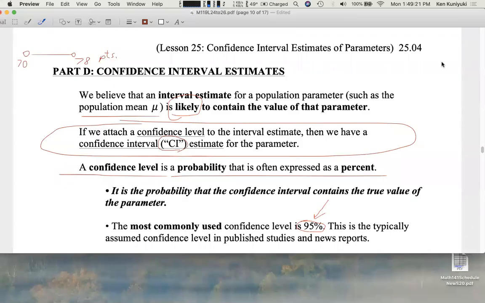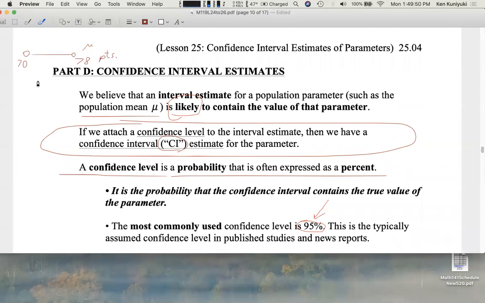Hi, everyone. We're continuing with lesson 25 on confidence intervals for population parameters. For example, let's say our TA Igor wants to give a confidence interval for the population mean mu of the test scores for a big lecture hall class. And we ask Igor, well, what's your interval estimate for mu? And Igor says, I'm getting an interval between 70 points and 78 points. These here are my limits.